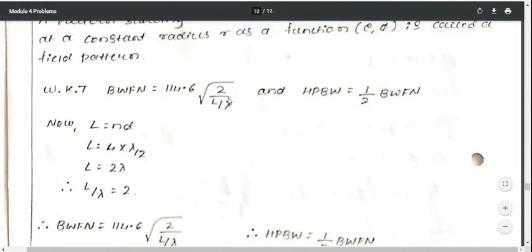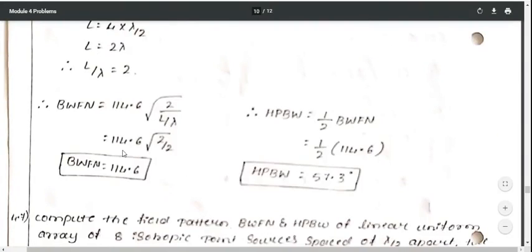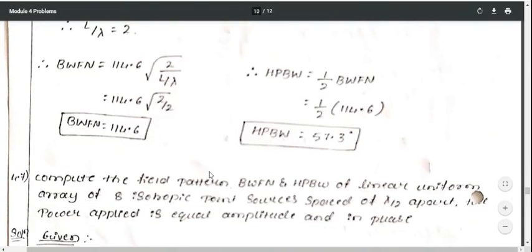We need to find the value of L divided by lambda. Taking it to the LHS, L divided by lambda will be 2. Substituting the value, 2 by 2 is 1, root of 1 is 1. Now the beam width between first nulls will remain the same as it is. If we divide by 2, it is 57.3, the half beam width. Now compute the field pattern.